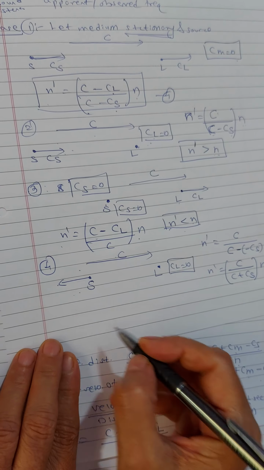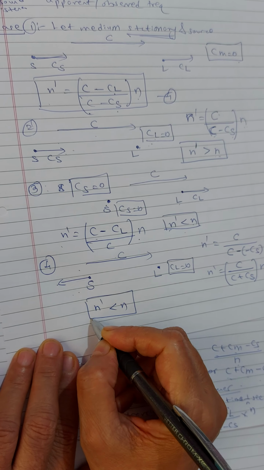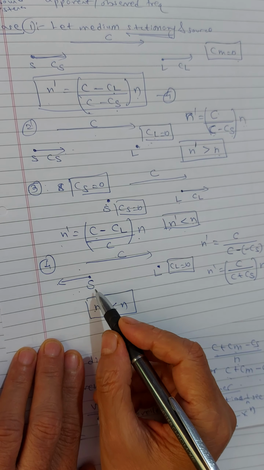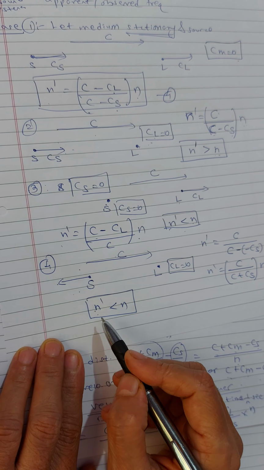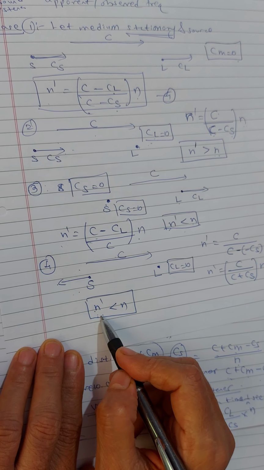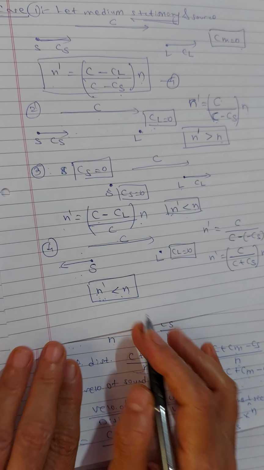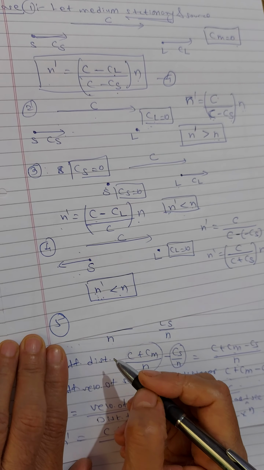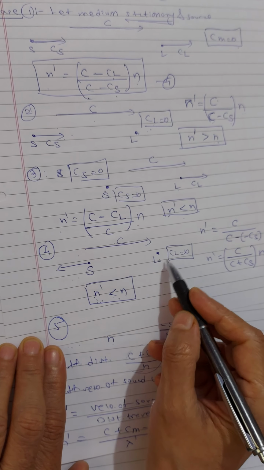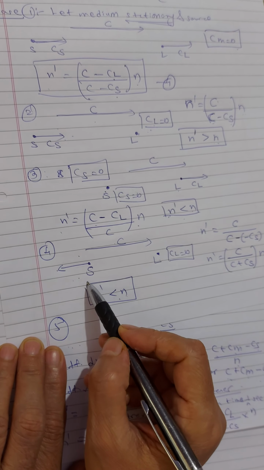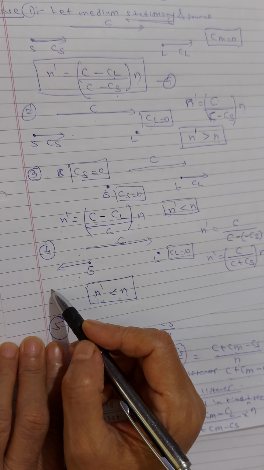Fine. So here I can say N dash is less than N. Which means, when the source is moving away from the stationary listener, the apparent frequency of the sound heard by the listener is decreased. N dash is less than N. Now case number 5. Case number 5 says the listener is moving towards the stationary source. The source is there, stationary, but the listener is moving towards the stationary source.